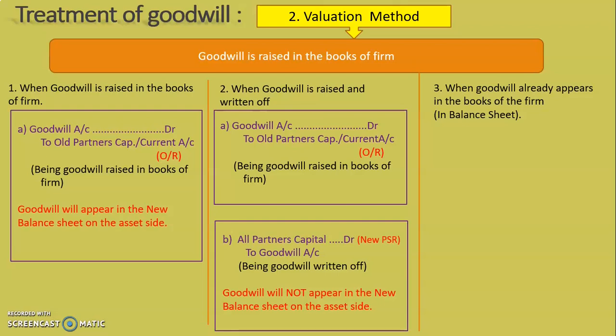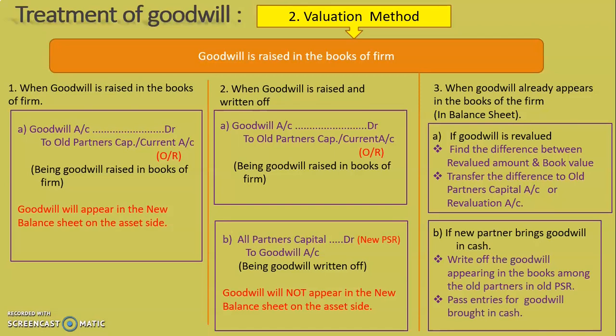In the third case, when goodwill appears in the books of the firm in the balance sheet, you have to see whether the goodwill is revalued or whether the new partner brings goodwill in cash. If the goodwill is revalued, we have to find out the difference between the revalued amount and the book value which appears in the balance sheet. This difference will be transferred to old partners' capital account or revaluation account.